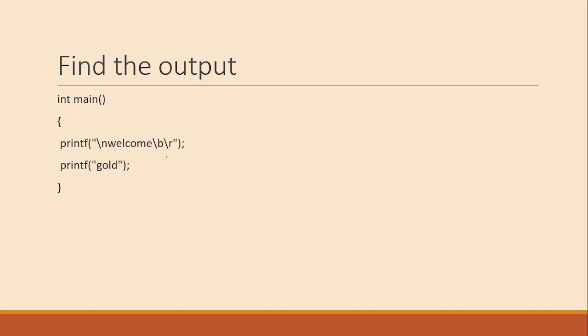Now the beauty of this is we have "welcome", and we are using these escape sequences. When I use \b, the cursor will be standing here. When I use \r, the cursor will go to the front, the starting of the line. Then I am printing "gold". So the cursor will be at the start, and from W onwards it will get overwritten. That means the first 4 characters will be replaced by gold, and the output would be "goldme". So goldme is the output now.